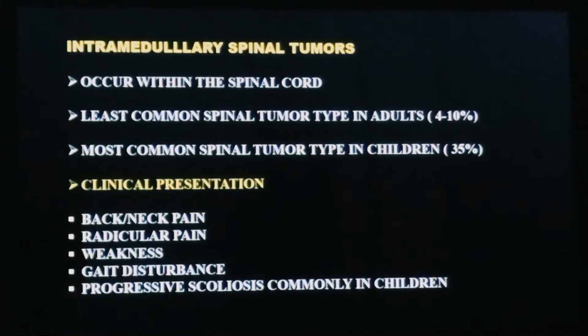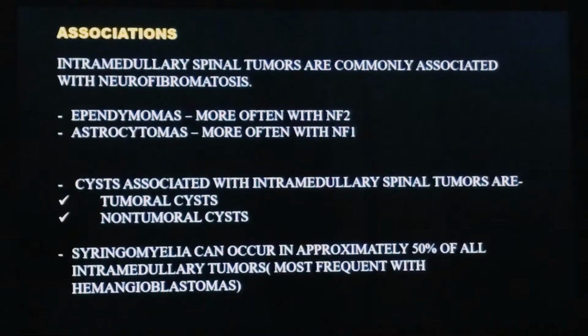Now, intramedullary spinal tumor, as the name suggests, occurs within the spinal cord. They are the least common spinal tumor type in adults, but most common spinal tumor type in children. The clinical presentation includes back pain or neck pain, radicular pain, weakness, gait disturbance or progressive scoliosis, which is more commonly seen in children. Now, what are the associations? Intramedullary spinal tumors are commonly associated with neurofibromatosis. Ependymoma is more commonly associated with NF2 and astrocytoma most often with NF1.